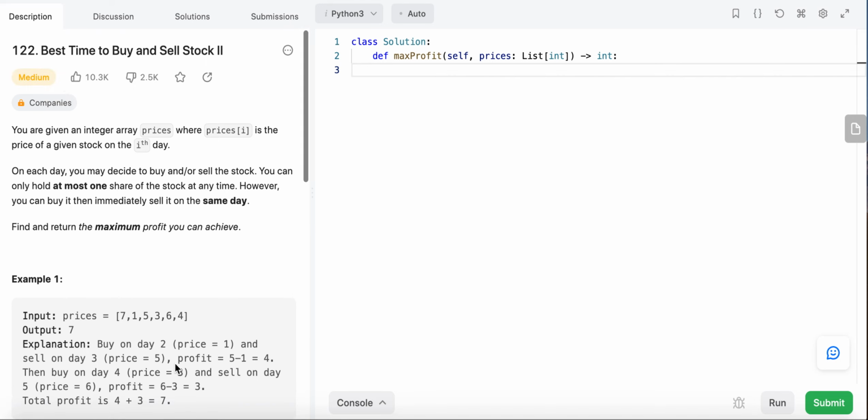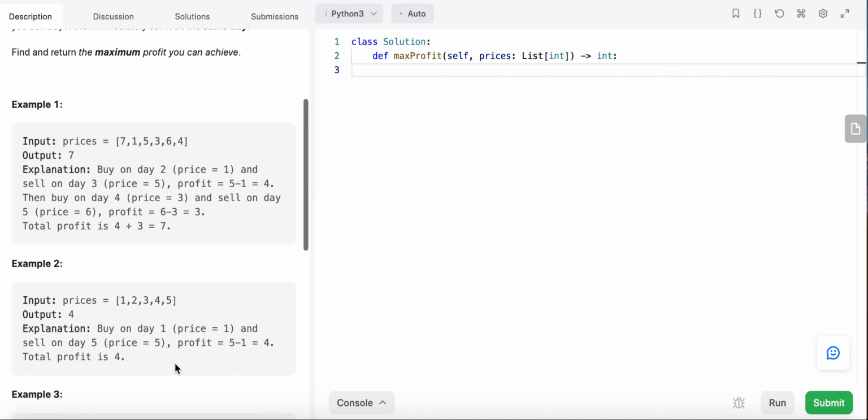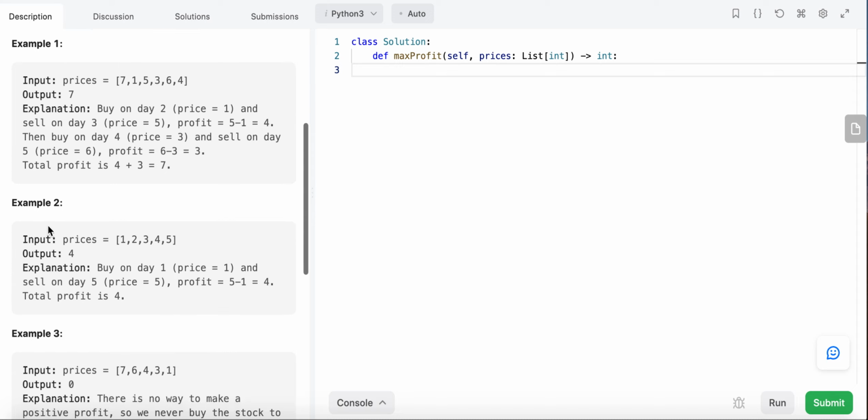So how to solve this problem? Let's take a closer look at the examples. When we went through the examples, did you find any pattern? Let's take a look at example 2. This is a strictly increasing array. So in that case, we know we buy on the first day and sell on the last day. In that case, we gain the maximum profit of 4.